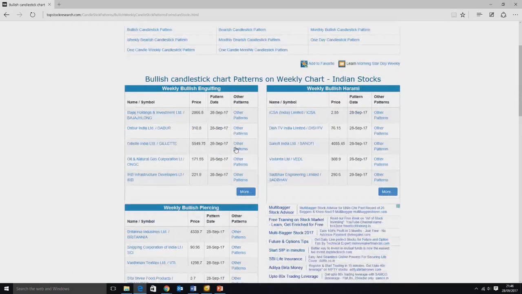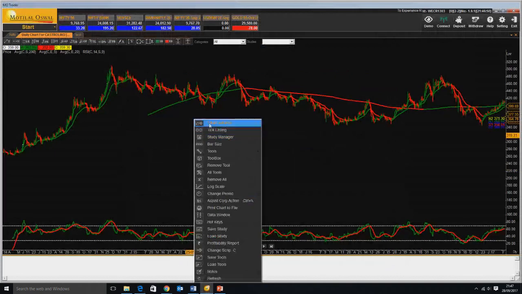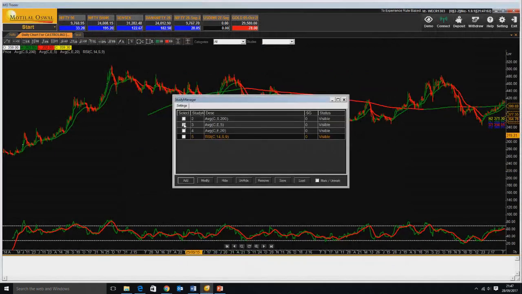So these are the stocks which are showing bullish candlestick patterns: bullish engulfing, bullish harami, bullish piercing. I don't use this piercing, but I use this bullish engulfing and the harami. So in Dabur India, it says weekly bullish engulfing. So let's have a look at Dabur India.